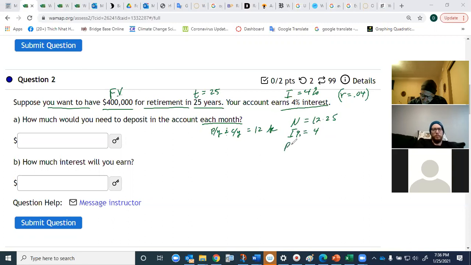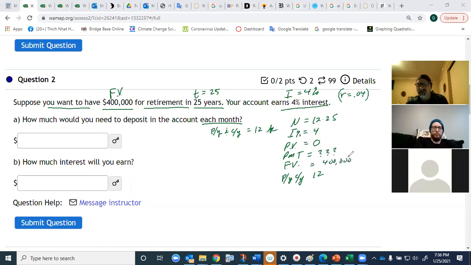Then it asks for the present value, then the payment, then the future value, and then I'll just write P/Y and C/Y. Those are both going to be 12. Now, the present value is 0 because we are starting out with an empty account, and we don't know what the payment is. And we want our future value to be 400,000.